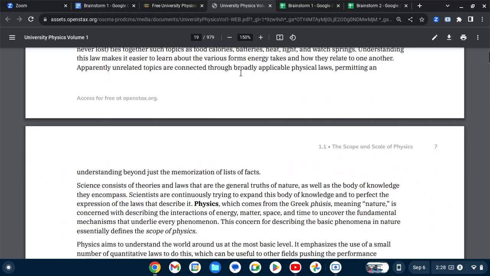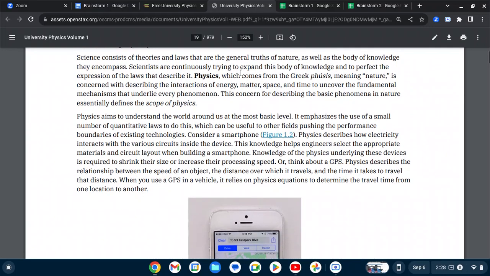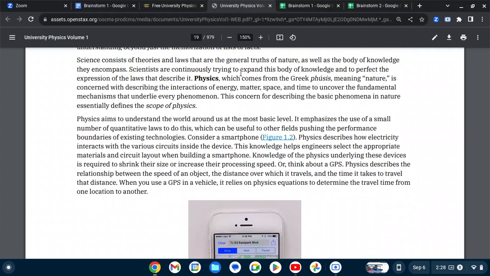lists of facts. Science consists of theories and laws that are the general truths of nature, as well as the body of knowledge they encompass. Scientists are continuously trying to expand this body of knowledge and to perfect the expression of the laws that describe it. Physics, which comes from the Greek physis, meaning nature, is concerned with describing the interactions of energy, matter, space, and time to uncover the fundamental mechanisms that underlie every phenomenon.